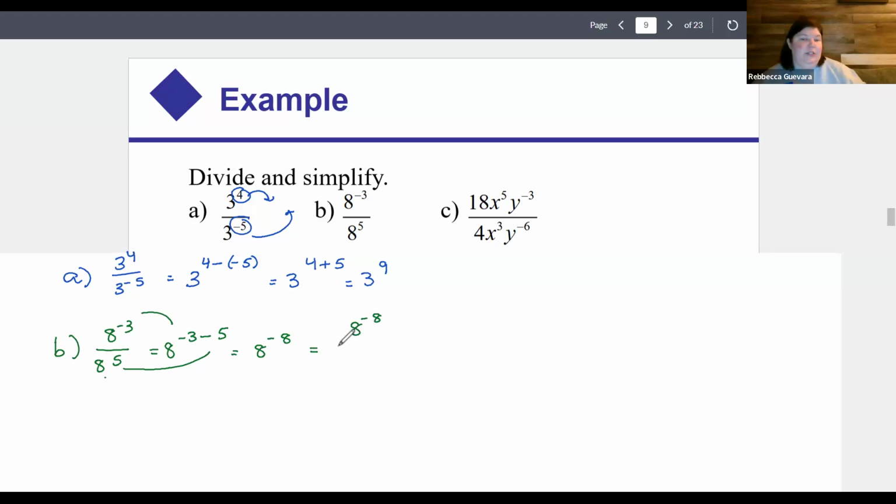So any number is technically a fraction over 1. So I can rewrite this as over 1 and then move this down here. So it leaves a 1 behind on top, and now that becomes an 8 to the positive 8.